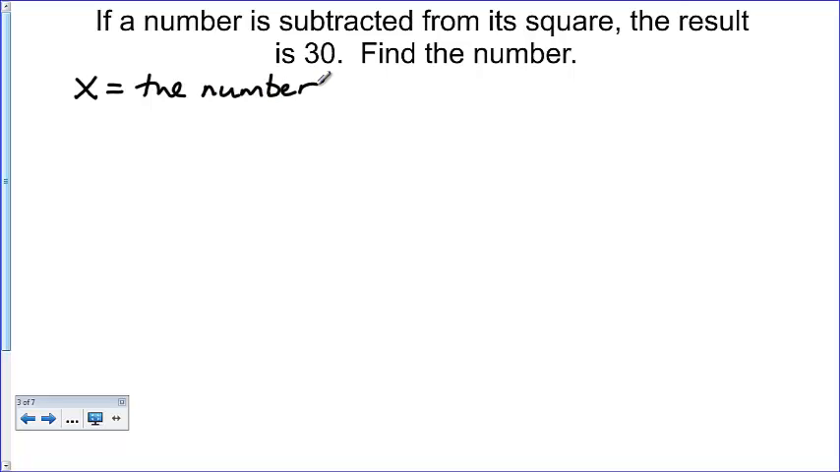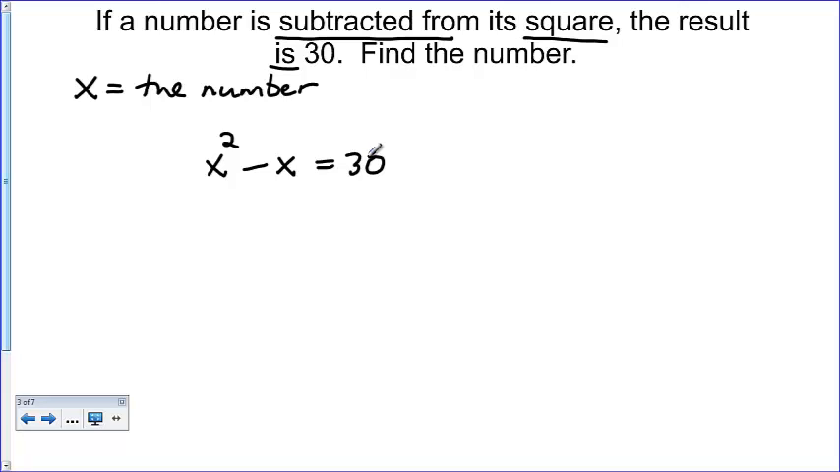Okay, so the number is subtracted from its square. So let's go to step 3. Let's write the equation. The number is subtracted from its square. The result is 30. So there's our equation: x squared minus x equals 30.